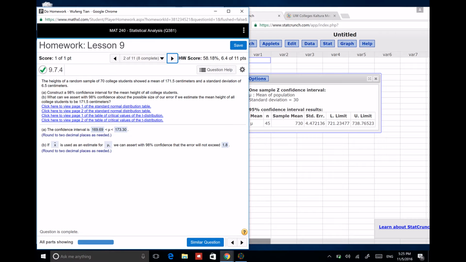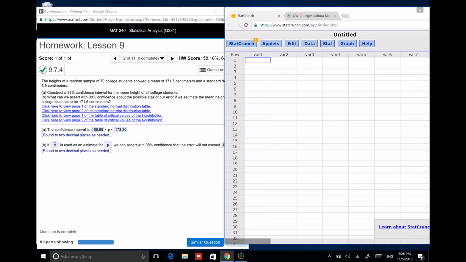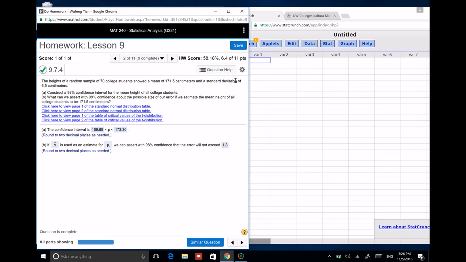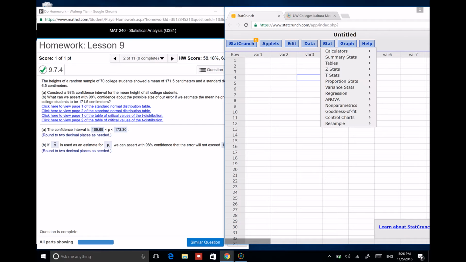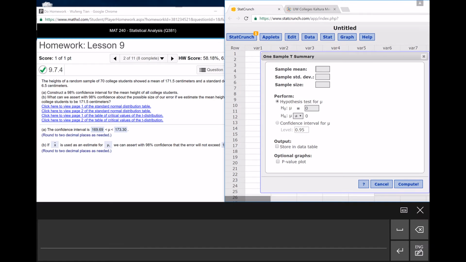This one would be exactly the same as the previous one. Show mean value, standard deviation. I think for this one you probably have to use the random sample mean and standard deviation. You will have to use a t-distribution because this is a random sample, and this is a sample standard deviation. It says sample standard deviation. Let's try. I think it's a t-distribution for this one. One sample with summary.